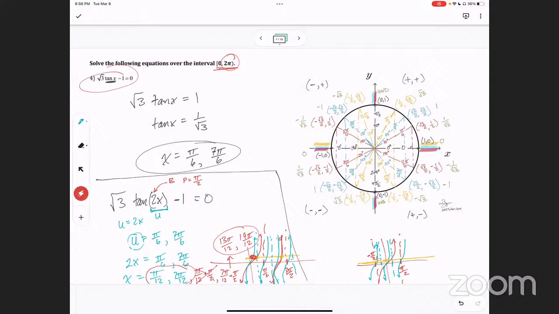So look at all my answers. There's one of them, that was pi over 12. There's another one that was 7 pi over 12. There's another one that was 13 pi over 12. And there was another one, 19 pi over 12. When I cut my period in half, that means I've got more answers in this range, 0 to 2 pi.